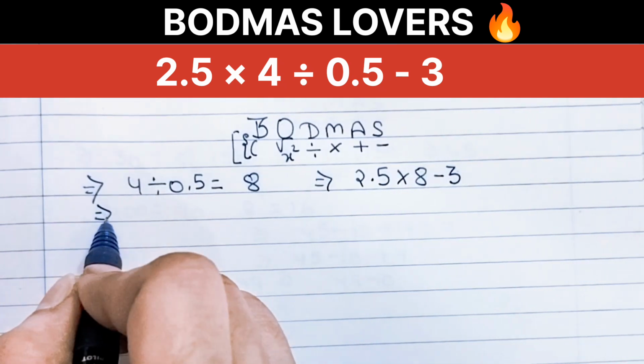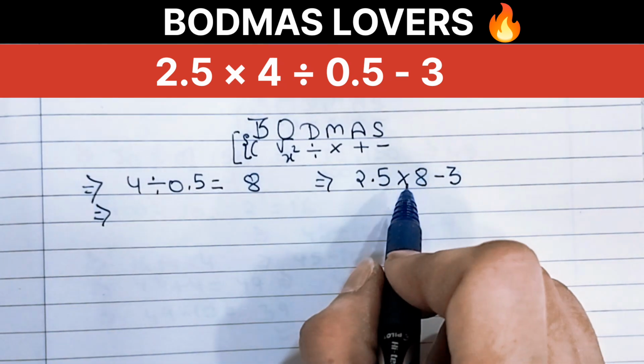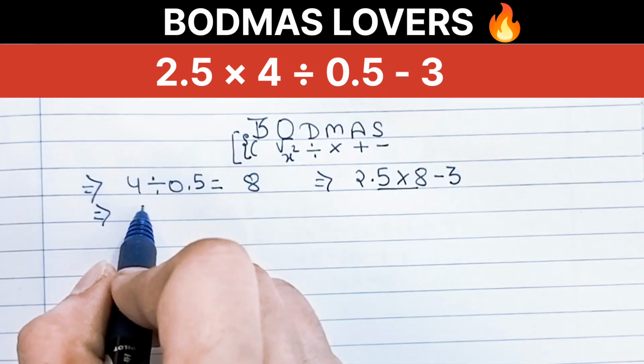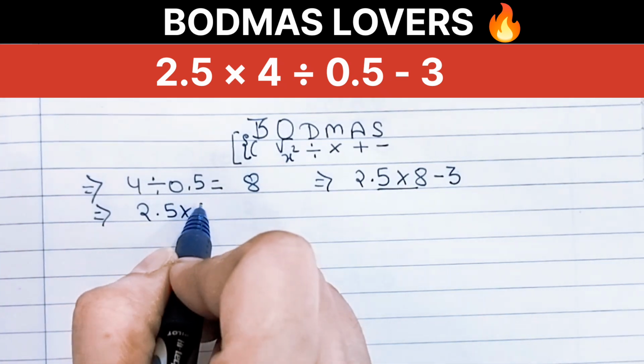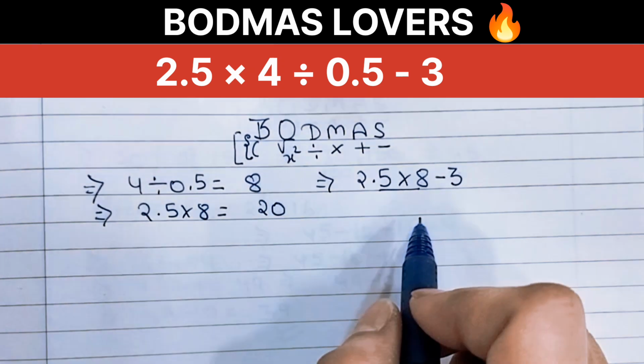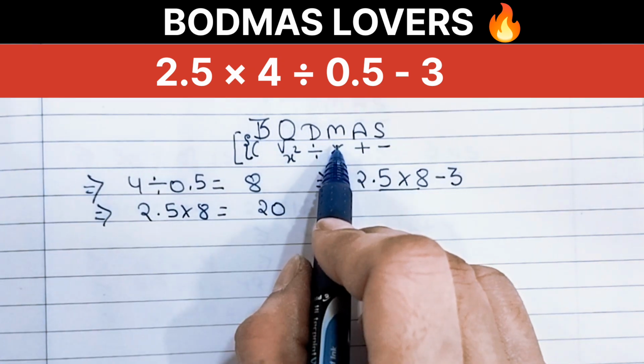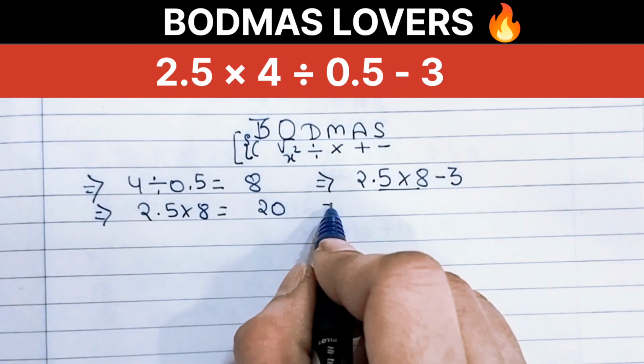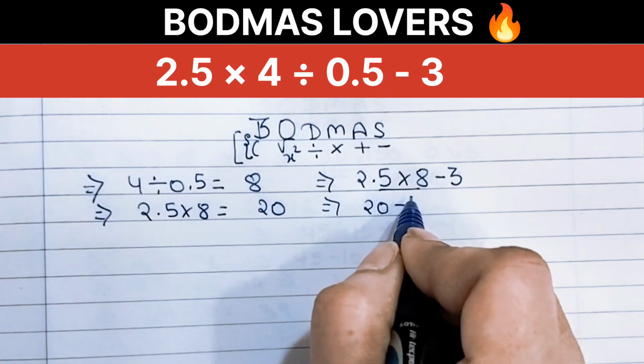Move to the next step, multiplication. Identify and solve the multiplication part, which is 2.5 multiplied by 8. Accordingly, we get 20. According to this step, multiplication M takes priority over subtraction S. And now the current expression becomes 20 minus 3.